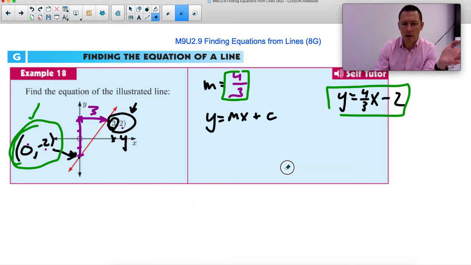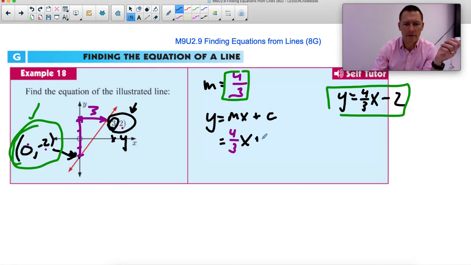Okay, hopefully you paused me, and we're going to use this other point. So I know our slope is 4/3 x plus c. Oh, but I do have an x and a y coordinate. So if I plug in 0 for the x value, I should get out -2 for the y value, and I know our given slope.